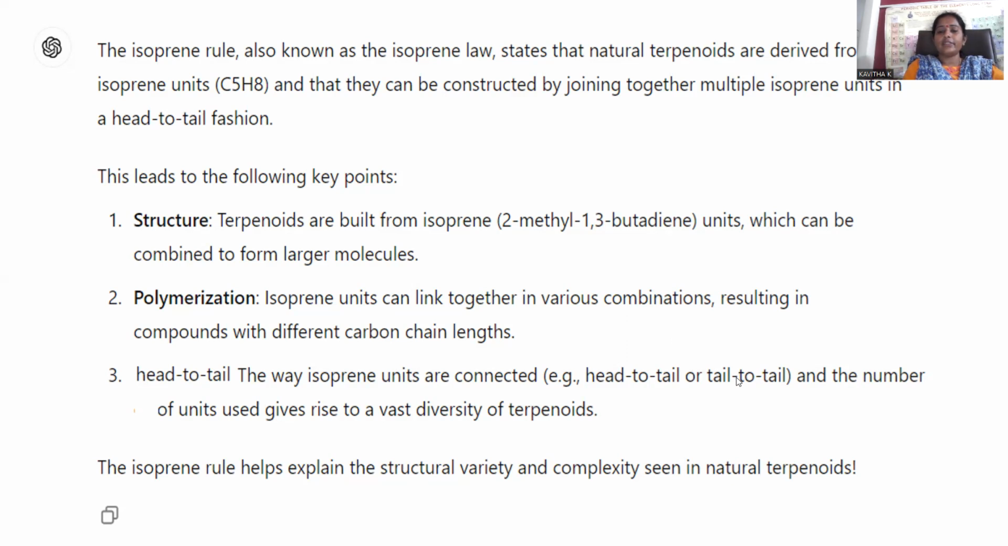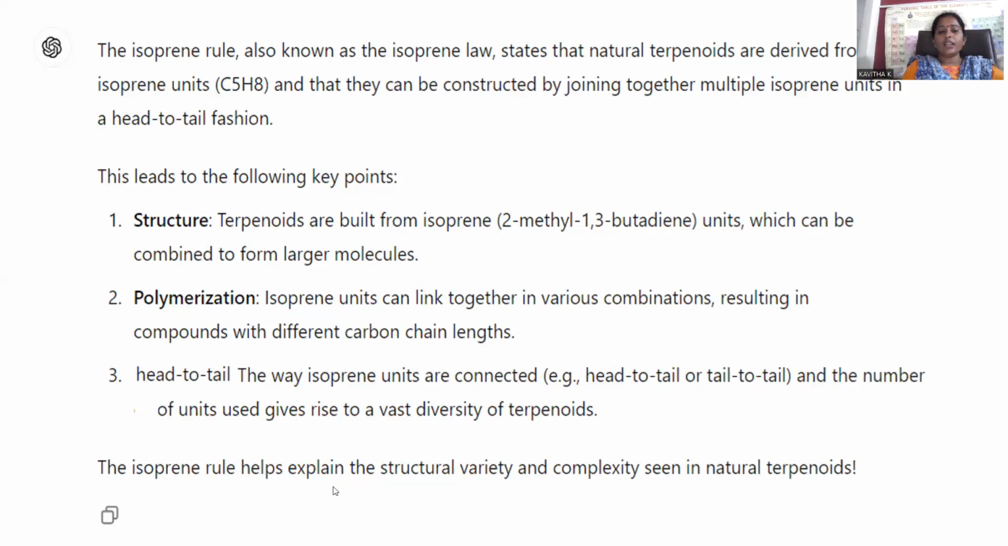So from either side we can go with the linkage of the compound, so head to tail or tail to head kinds of combinations are possible in order to construct these terpenoid compounds. A number of units give rise to the most number of terpenoids, based on the number of isoprenes and the way they are going to join, so that different kinds of terpenoids we can notice.